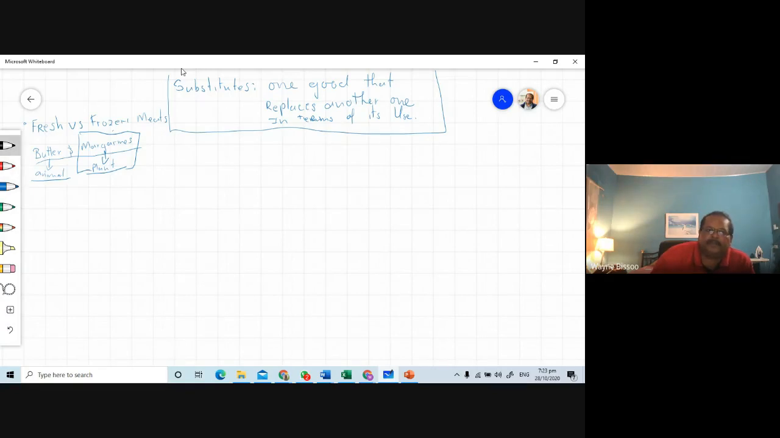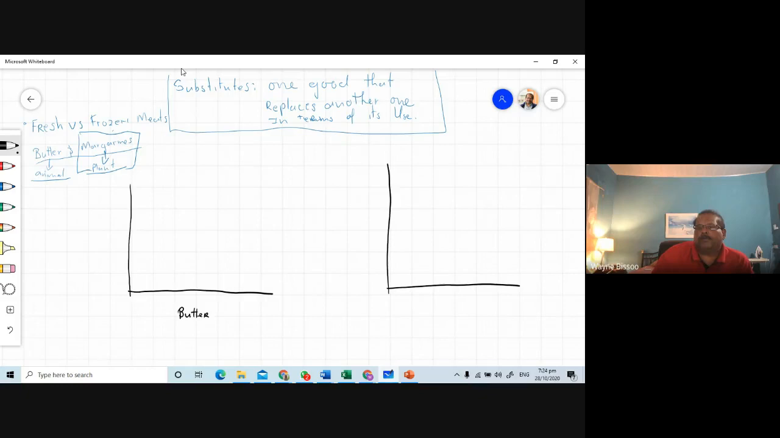Anyway, let's come back to margarine here. All right, so we're going to start first off by mapping out the two markets. So here, let's say this is the market for butter. And over here we have the market for margarine.